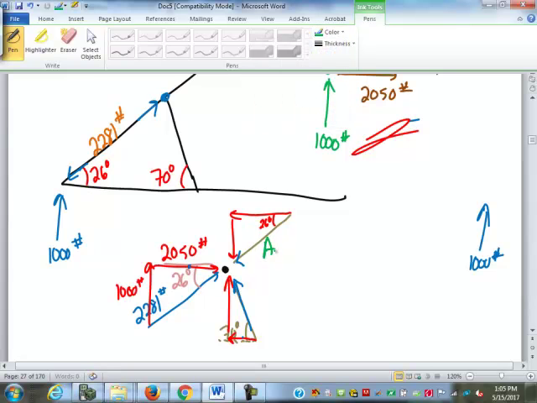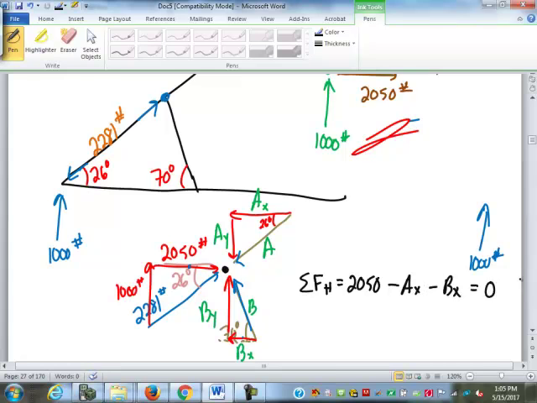If I call this force A and this force B, this is the horizontal component of A. This is the vertical component of A. This is the horizontal component of B and the vertical component of B. We know from the sum of the horizontal forces, we've got 2,050 pounds here. I drew it so that AX is negative, so I'm going to do minus AX. BX is also negative, minus BX. That has to equal 0. It has to add up to 0.